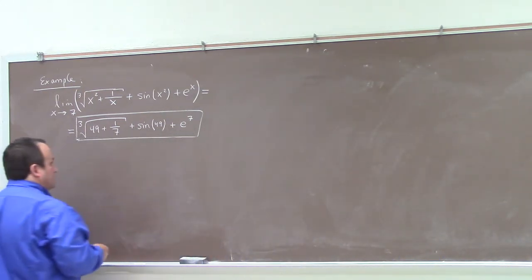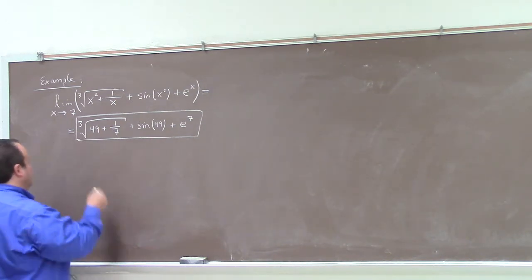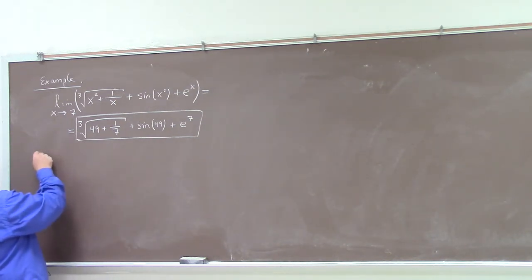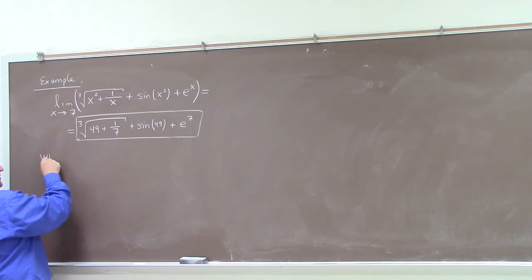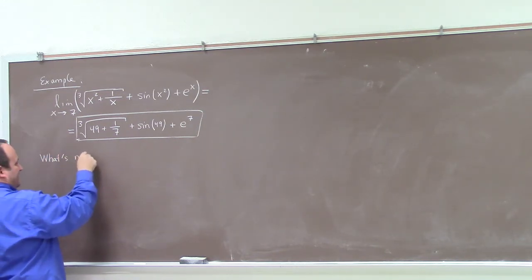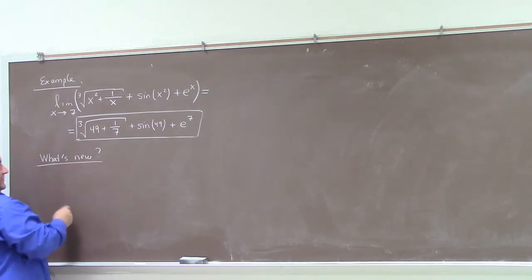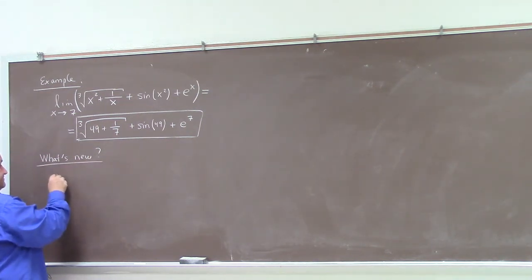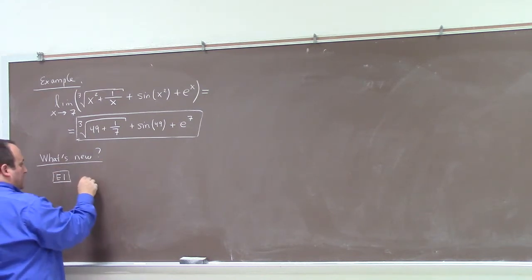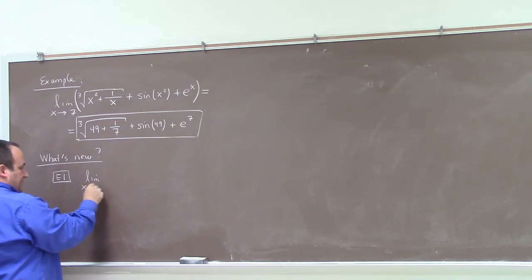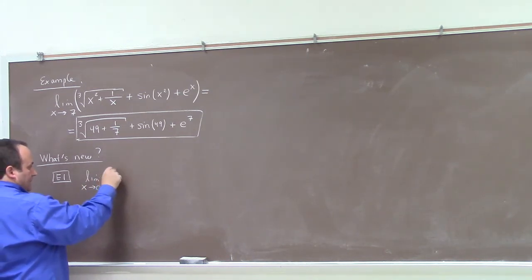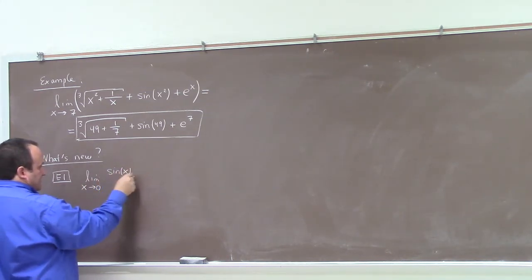So surely it can't just be this easy, right? So what's new? Well, here's an example. I'll call this example 1. What if we look at the limit as x goes to, let's say, 0 of sine x over x?